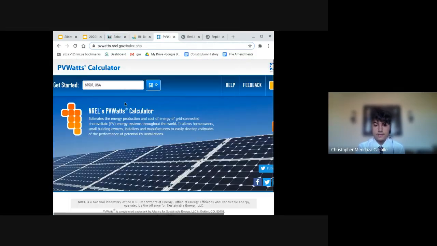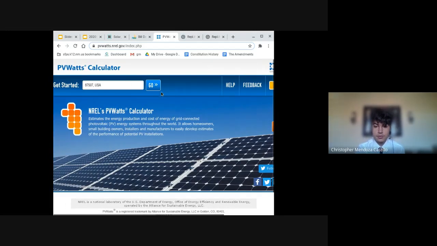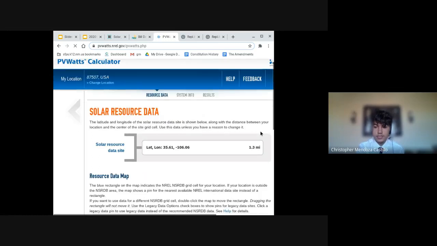We take this information from the PVWatts Calculator website created by the National Renewable Energy Lab. When we type in the zip code for that specific system, here we'll be using my school's, we'll be able to get the coordinates and also a map of where exactly that is.